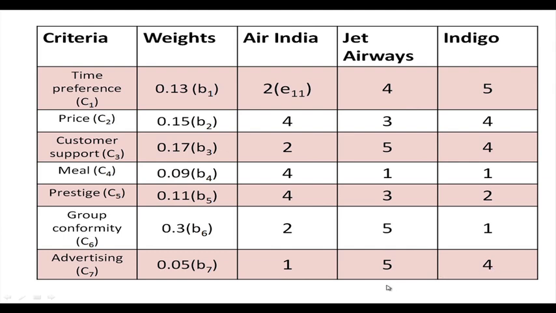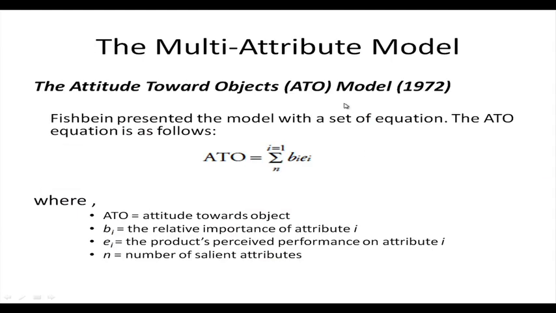Now, let us see. Therefore, our Eij are these column values: E11, E12, E13, E14 like this, this is E21, E22, E23, E24, E25 like this, and this is E31, E32, E33, E34 and so on, and this side is the B side. Now we know the multi-attribute model of attitude towards object, which Martin Fishbein propounded in 1972 and we have discussed in the previous sessions.